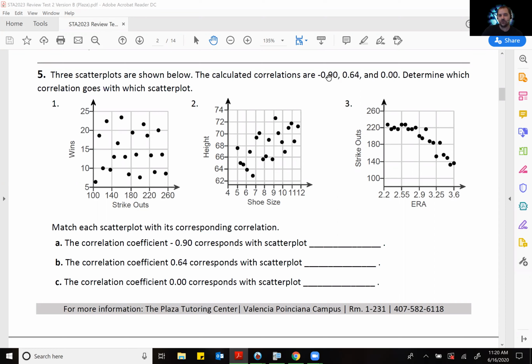Plus, if you look at the number, it's close to -1, right? So it should look like a line. Right. This is the one, graph number 3, that looks like a line. So is that A or B? Graph number 3 is going to be A. You got it. And then by process of elimination, we know that B has to be graph 2. Any questions on number 5? No. All righty.